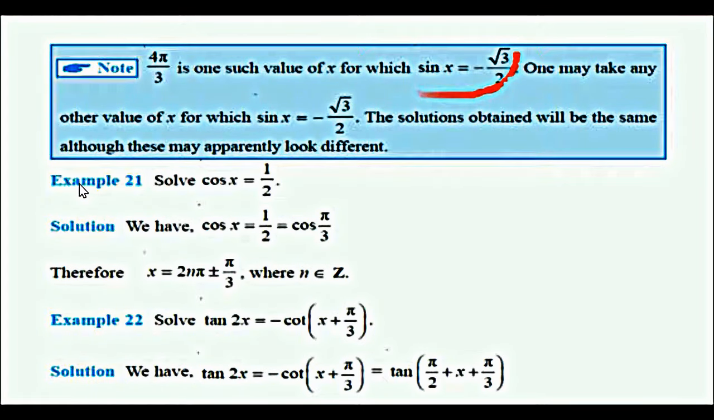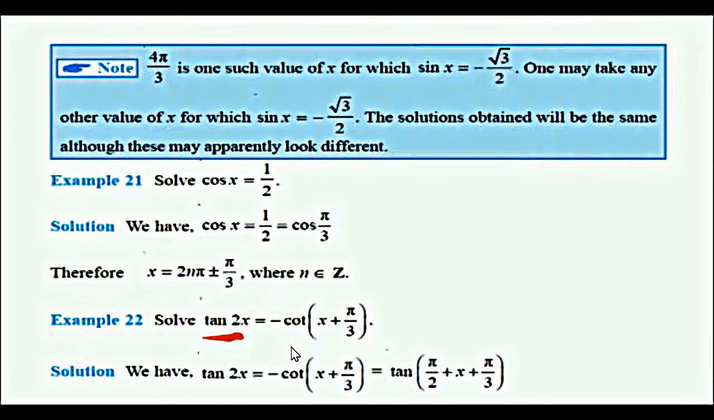Now let us come to example 21. Solve cos x is equal to half. Cos x is equal to half, that is, what is this half? This is cos pi by 3. So this can give you a direct answer. Cos x is equal to cos y. X has to be 2n pi plus minus pi by 3.